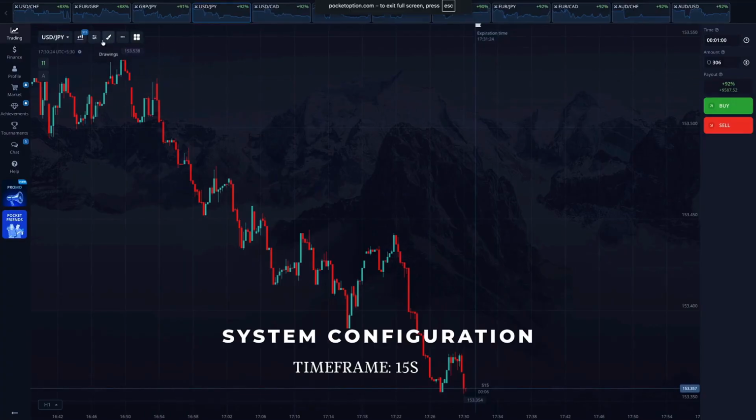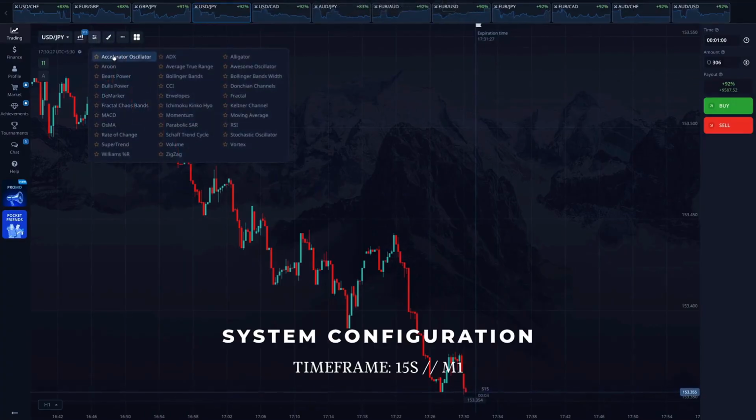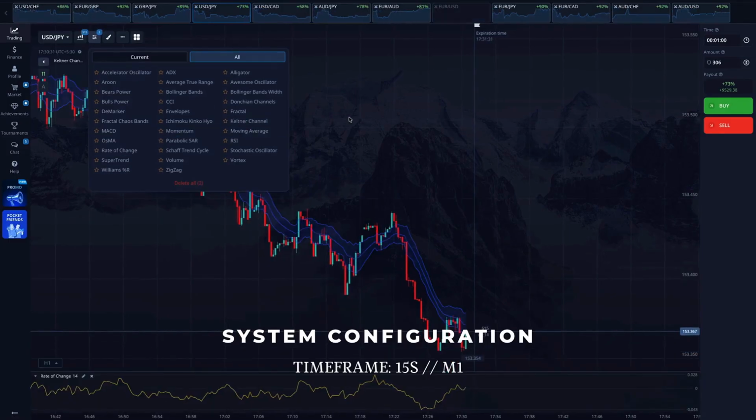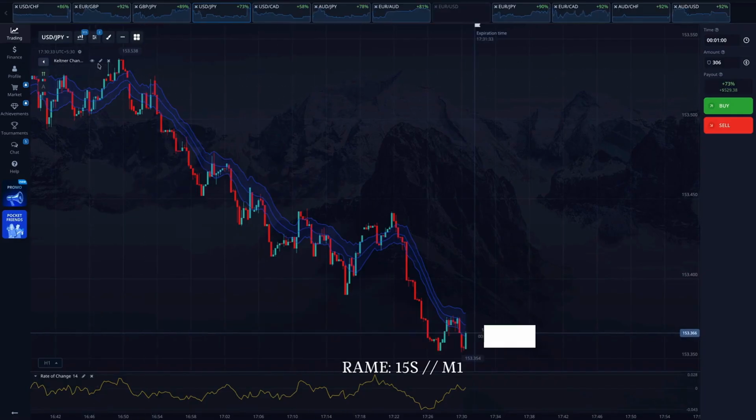First, let's fix the chart. We are trading 15-second candles with a 1-minute expiration time. We want fast entries and fast exits. For our indicators, we need two specific tools.